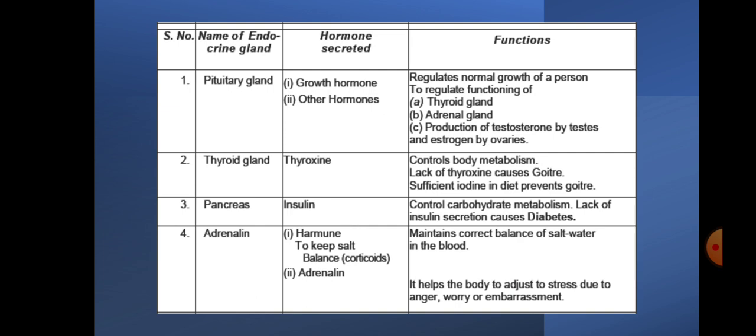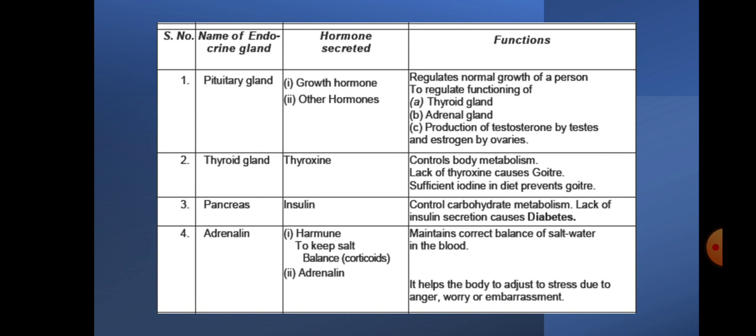They secrete more than 150 hormones in the human body for various purposes. Adrenaline helps in managing stress as it increases the blood sugar level, dilates the pupils, increases the heart rate, and enhances the blood supply to the muscles. It also maintains a balance of salt in the blood.